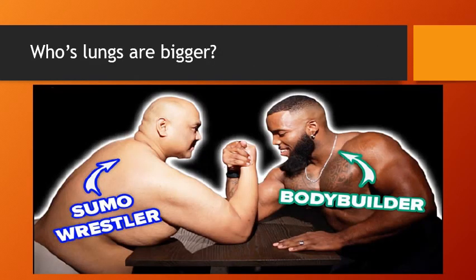So now we're going to get into talking about some numbers and settings that we have to input into the ventilator that require some math. So we're going to start out by talking about the size of patients' lungs. Now, you've got a sumo wrestler who weighs 400 pounds and is 5 foot 8 inches tall. And you've got a bodybuilder who weighs 250 pounds and is also 5 foot 8 inches tall. So their weights are very different.